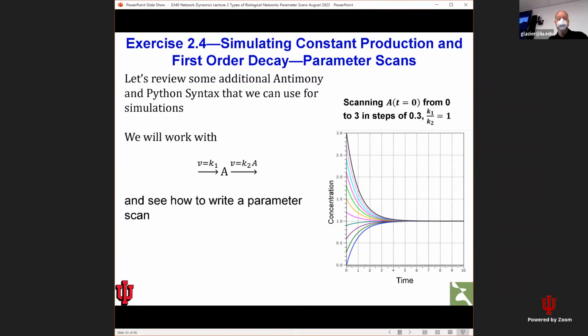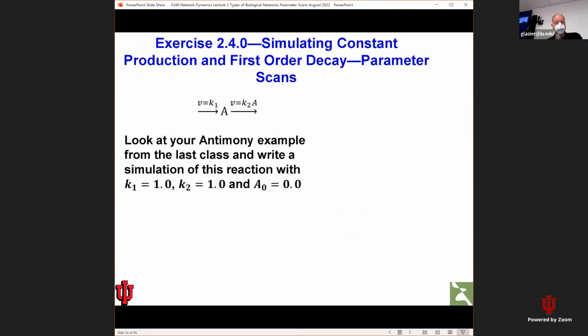Okay, so let's start with this and write a little parameter scan. This was the homework problem, the last homework problem. And so if people were able to do that, this will be a review. If you weren't able to get that to work, we'll do it together. So let's write a little parameter scan to do this.